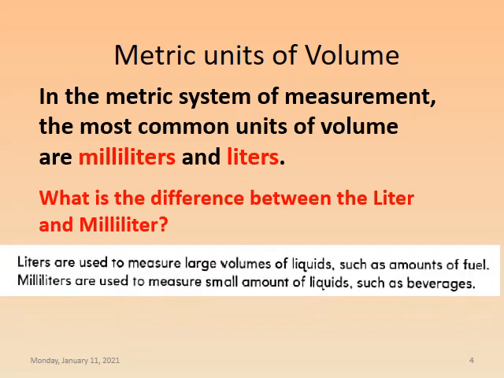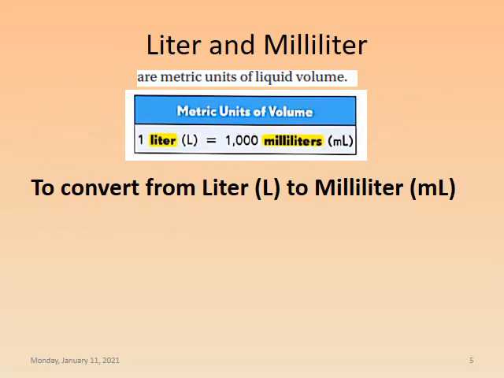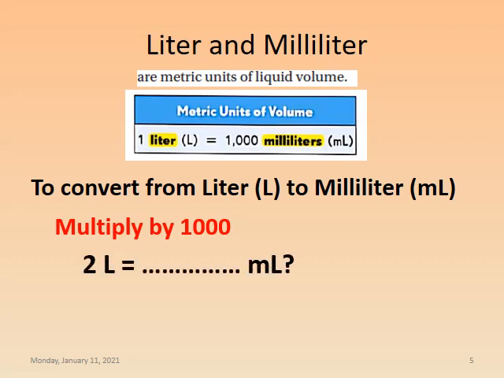Now, what's the difference between the liter and the milliliter? Liters are used to measure large volumes of liquids, such as the amount of fuel. Milliliters are used to measure small amounts of liquids, such as beverages. Now, in order to convert from liter to milliliter, I have to know that 1 liter is equal to 1000 milliliters. So in order to convert from liters to milliliters, I multiply by 1000.